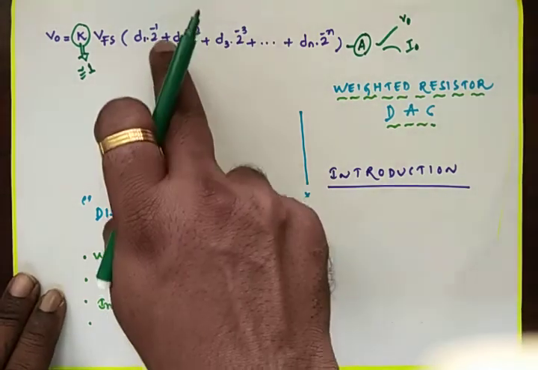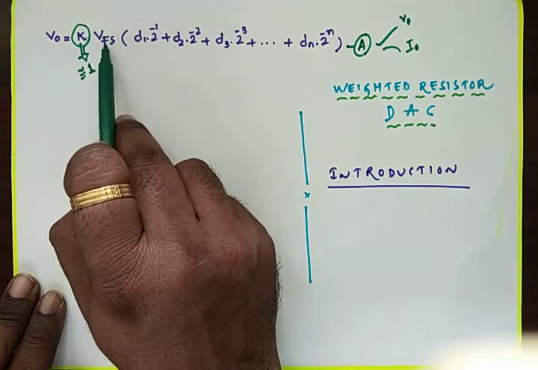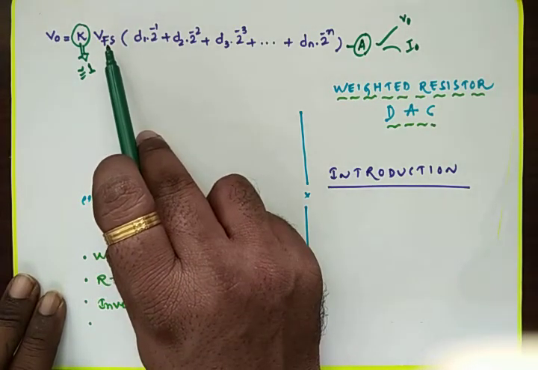That means if you know all these values, the K value and VFS, the full scale voltage, which sometimes we can also call the reference voltage.